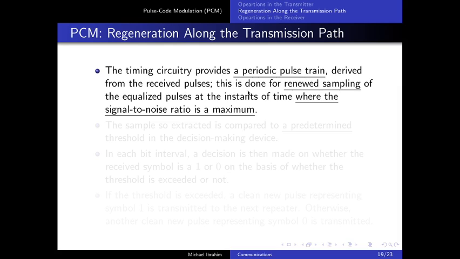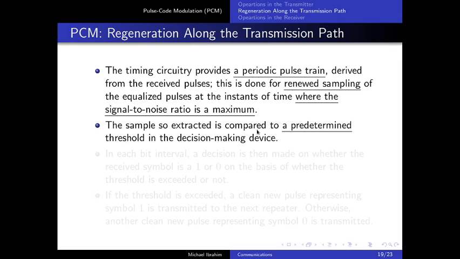And this is done in order to perform sampling one more time, to renew the sampling, of the equalized pulses in order to obtain a clean copy of the signal by sampling the received signal at instances where the signal to noise ratio is maximum. And in order to achieve this maximum signal to noise ratio, we will be using a matched filter, which you will learn about in a different course.